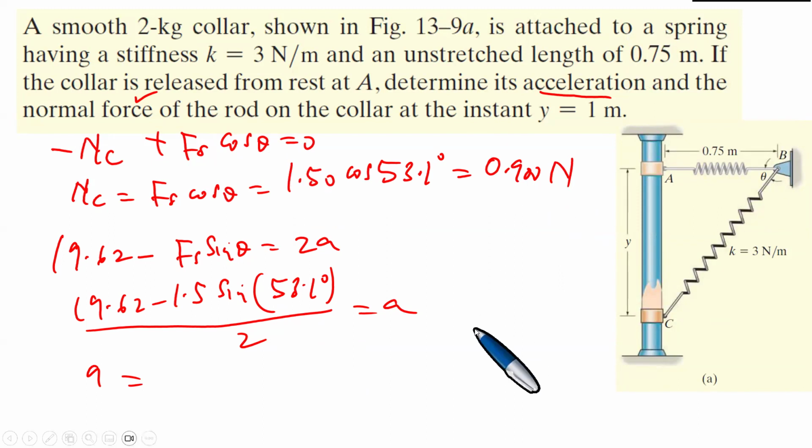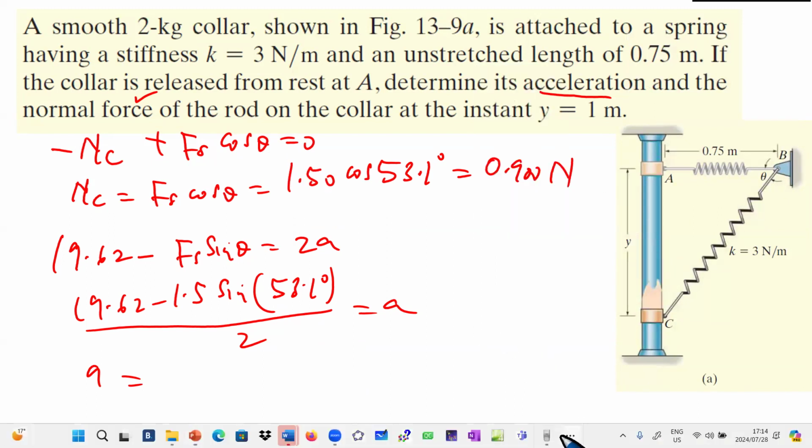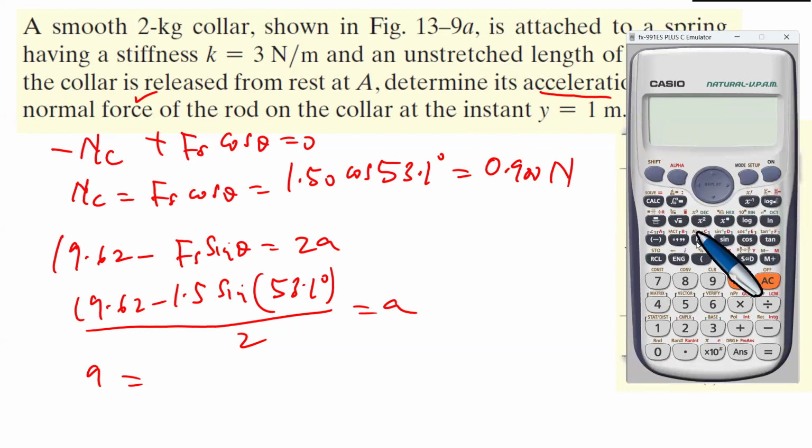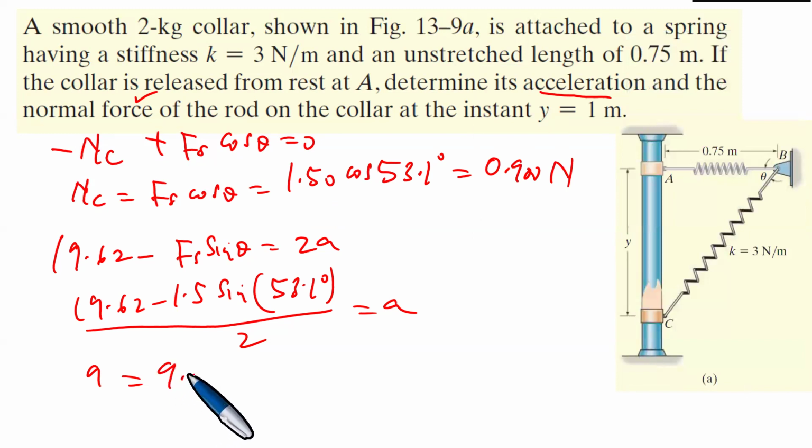And then the acceleration, let's find it. Which is 19.62 minus 1.5 times the sine of 53.1, divided by 2, which is 9.21 meters per second squared. Okay, so we found the acceleration and we also found the normal force.